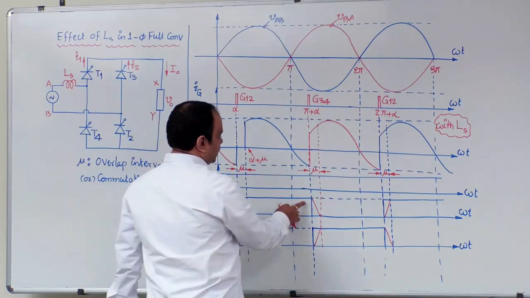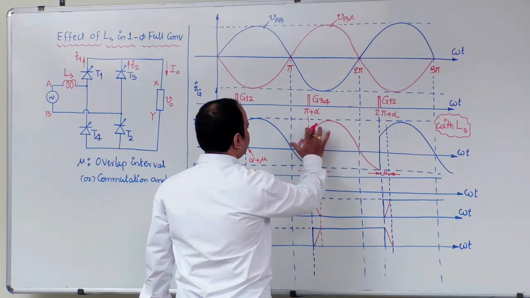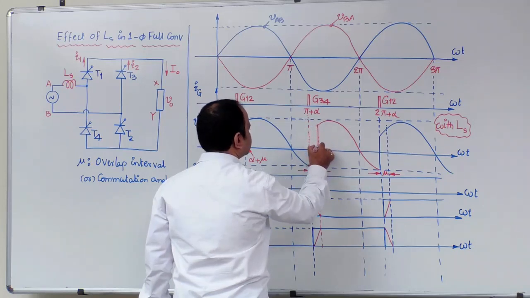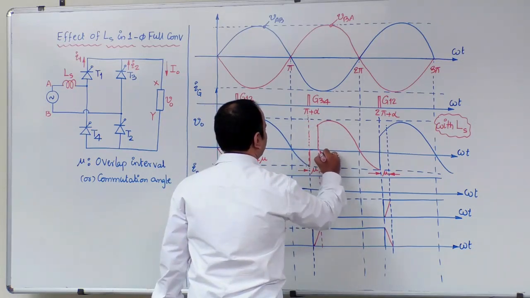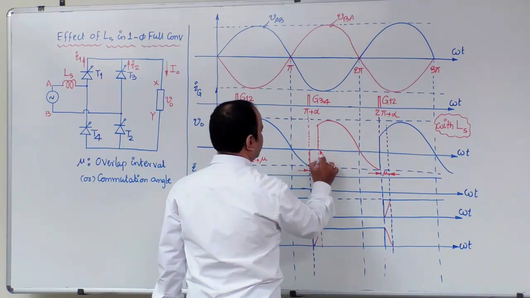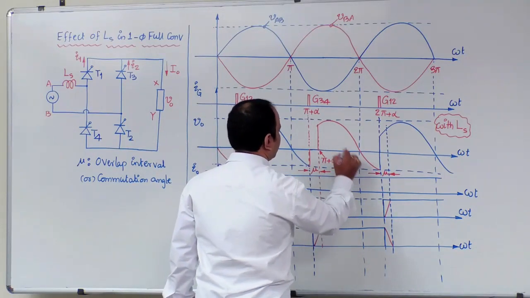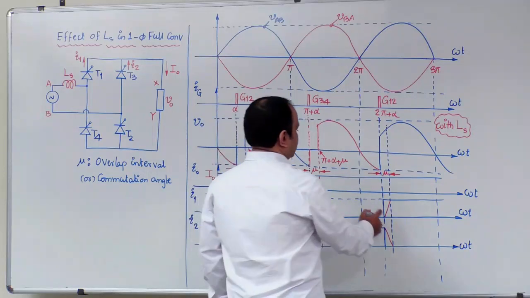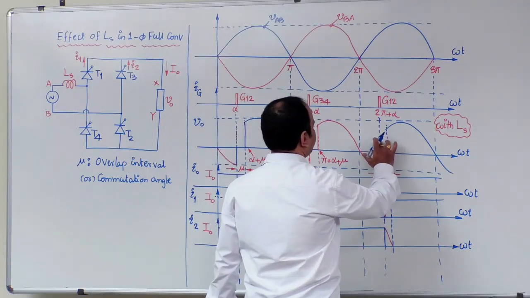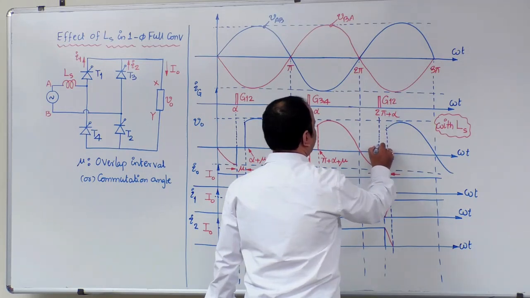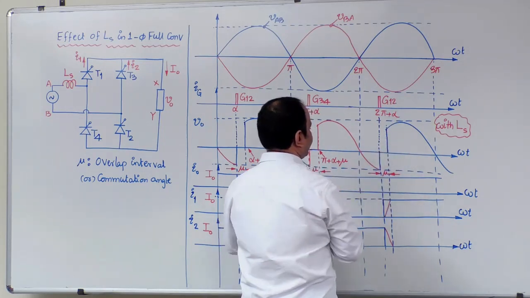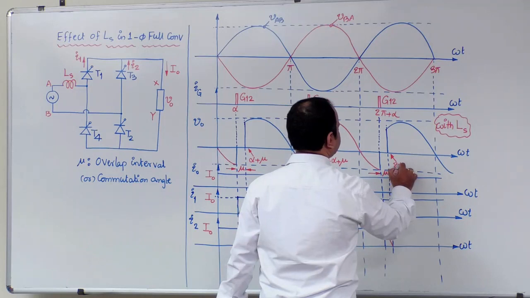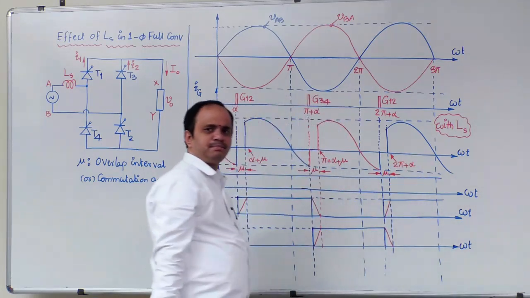Next, at pi plus alpha again there is an overlap interval. During this overlap interval, again the output voltage is going to be 0. Therefore, what is the angle at this point? Pi plus alpha plus mu. Next, at 2 pi plus alpha again there is an overlap interval, and in this overlap interval the output voltage is 0. So this instant is 2 pi plus alpha.